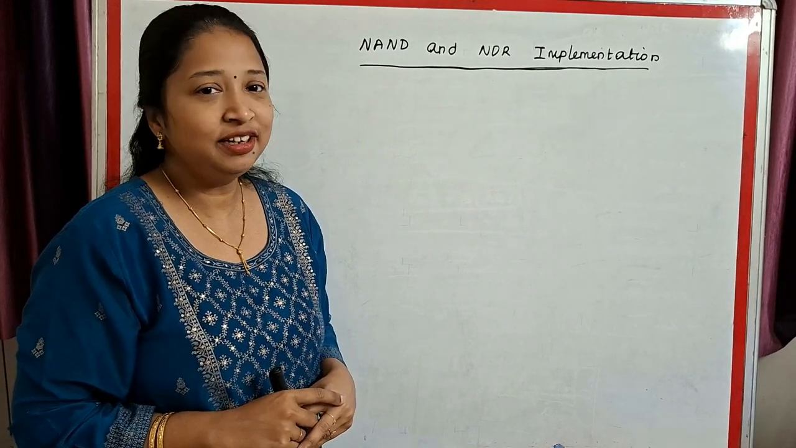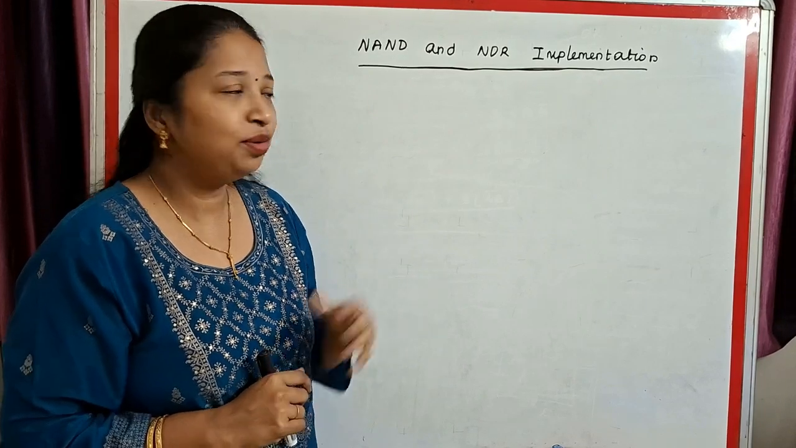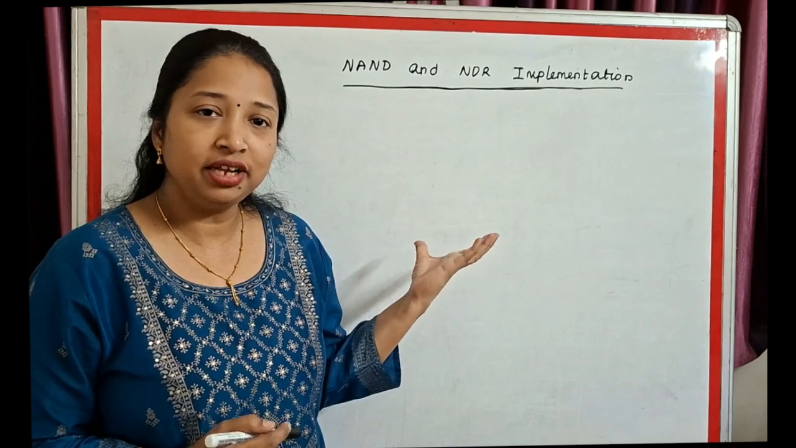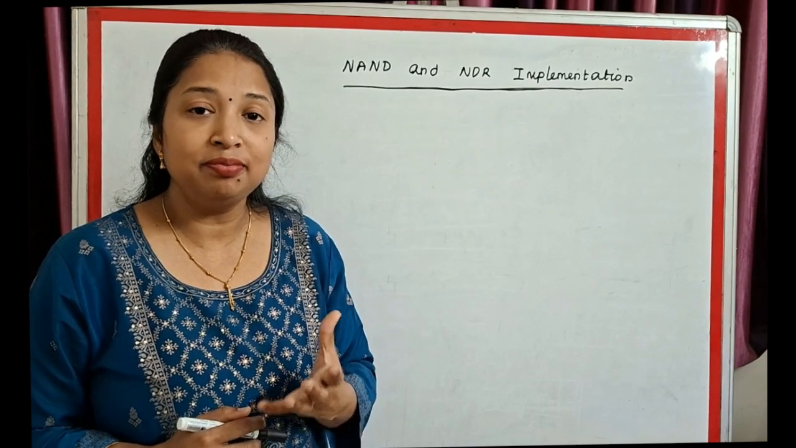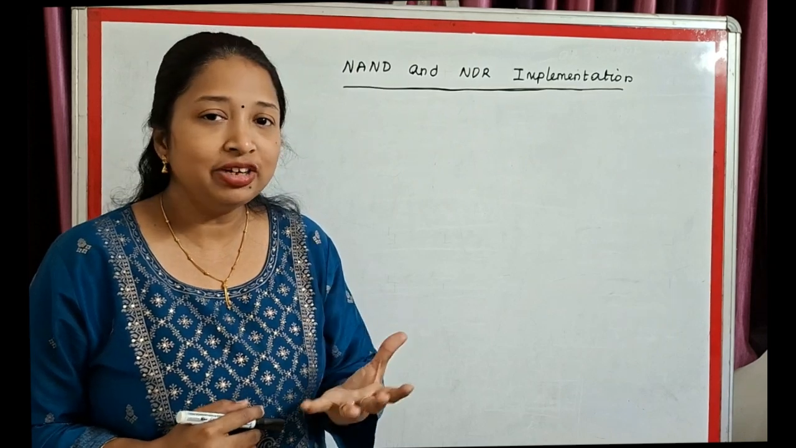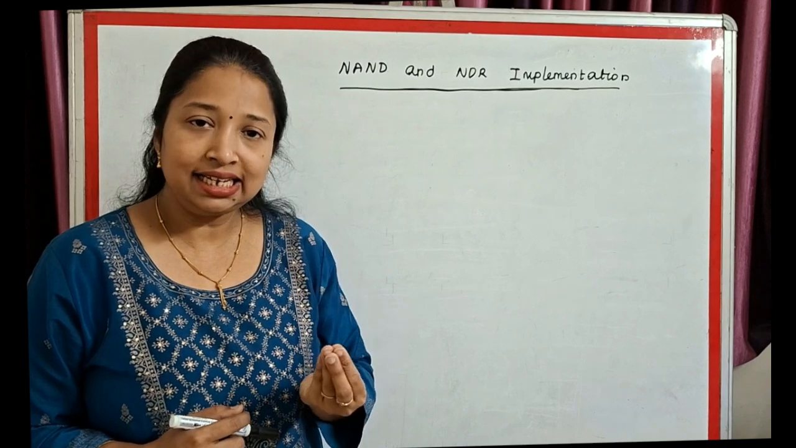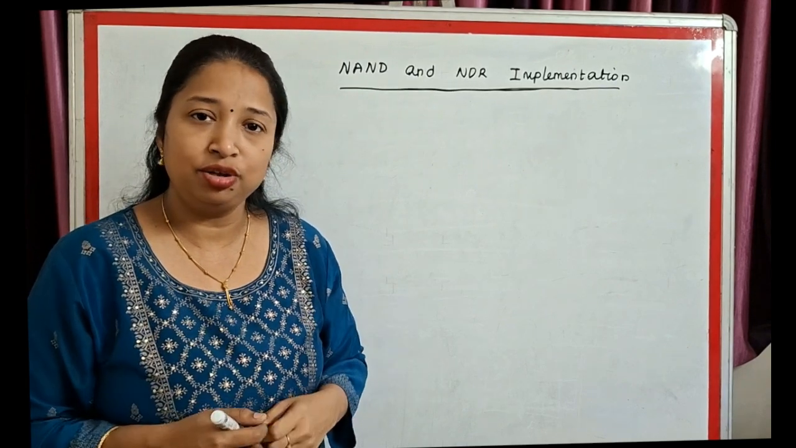Hello all. In today's lecture, we are going to see about NAND and NOR implementation. You very well know NAND gate and NOR gate are called the universal gates. But why are only these two gates called universal gates? And what does the word universal mean? Universal means multi-purpose. What does it mean? A single gate, if it can be used for multiple purposes, then that gate is called the universal gate.